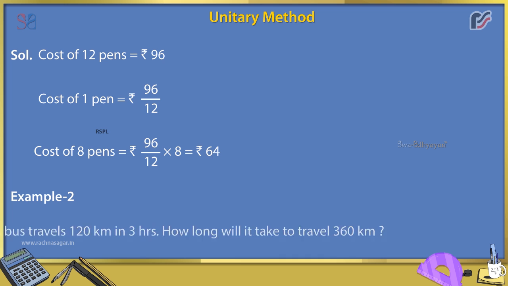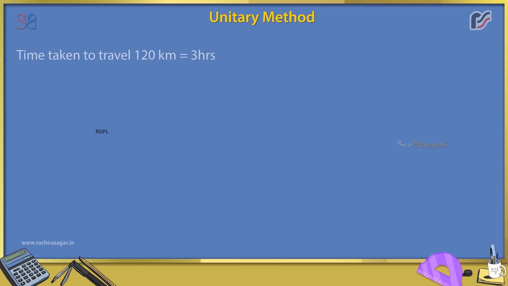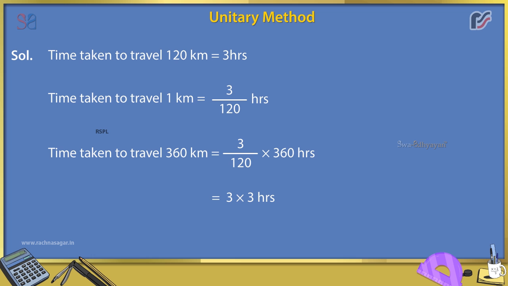Example 2. A bus travels 120 km in 3 hours. How long will it take to travel 360 km? Solution. Time taken to travel 120 km is equal to 3 hours. Time taken to travel 1 km is equal to 3 by 120 hours. Time taken to travel 360 km is equal to 3 by 120 into 360 hours, which is equal to 3 into 3 hours, which is equal to 9 hours.